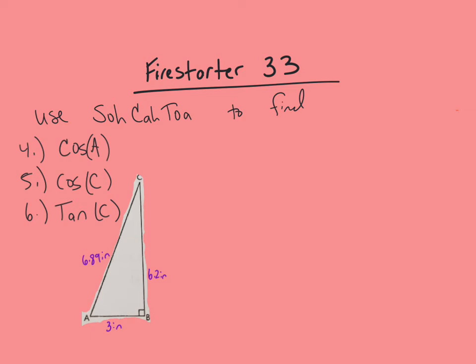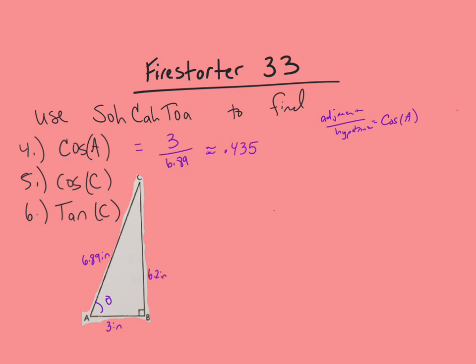4, 5, and 6, almost the exact same idea. So I'm going to start with, this time it's cosine. So remember cosine is going to be adjacent all over hypotenuse. That's for cosine. Alright. So A is right here. So my adjacent is 3. My hypotenuse is 6.89. I'm going to put in my calculator, 3 divided by 6.89. I end up with 0.435. So I get about 0.435.